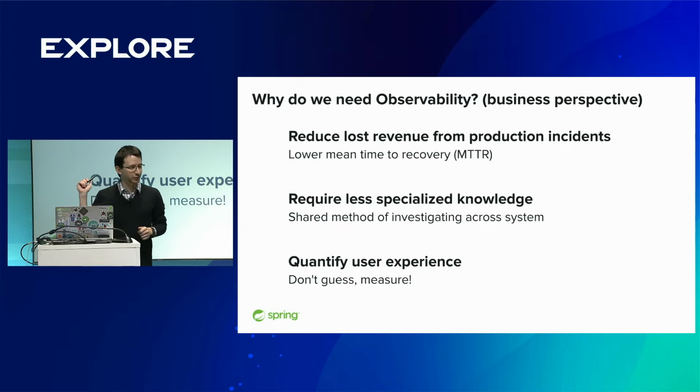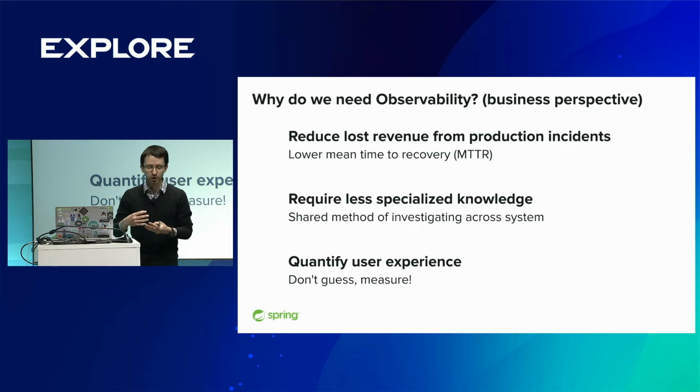But also, let's answer the question, why do we need observability from the business perspective? I guess in one word, because of money. We can reduce loss of revenue from production incidents, because if you are able to troubleshoot something faster, you might be able to fix it faster. And it might require less specialized knowledge, so everyone can troubleshoot things. You don't need tribal knowledge or a separate tool for every single application that you have.